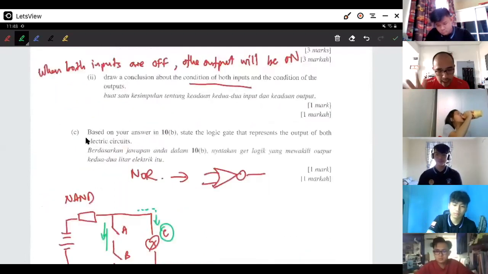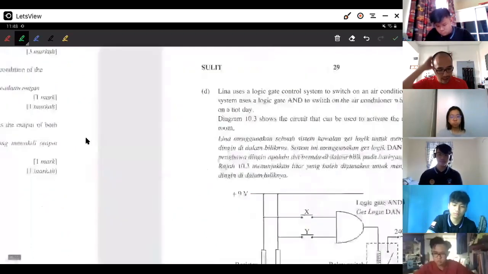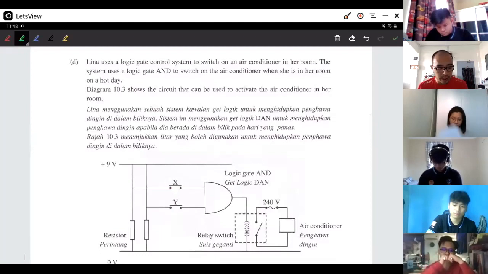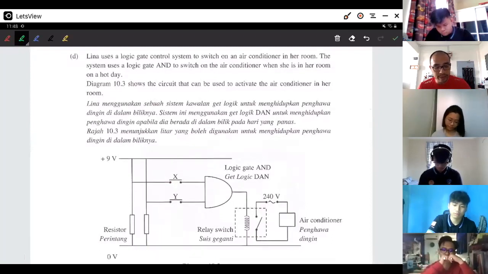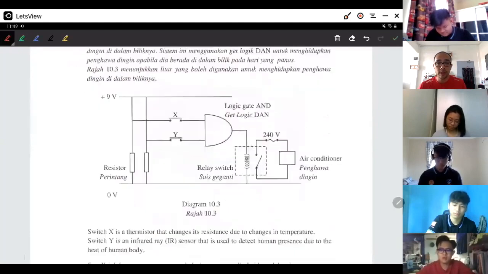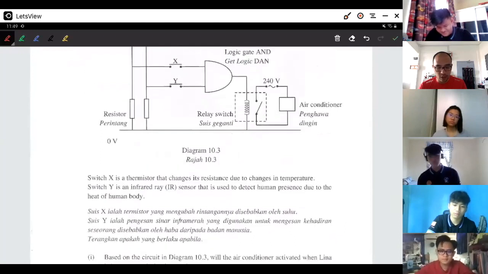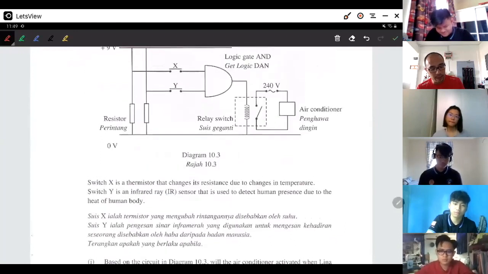Okay, so anyway, let's come back to this. Lina uses a logic gate control system to switch on an air conditioner in her room. The system uses the logic gate N to switch on the air conditioner when she is in her room on a hot day. The diagram shows this. Switch X is a thermistor that changes its resistance due to changes in temperature. Can anybody tell me how a thermistor works? High resistance, on or off?